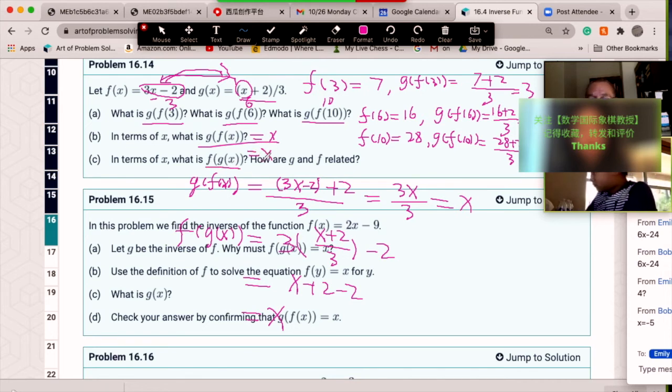This one also equals x. So this one tells us what? These two functions are original and inverse function. So now let's check if these are related.